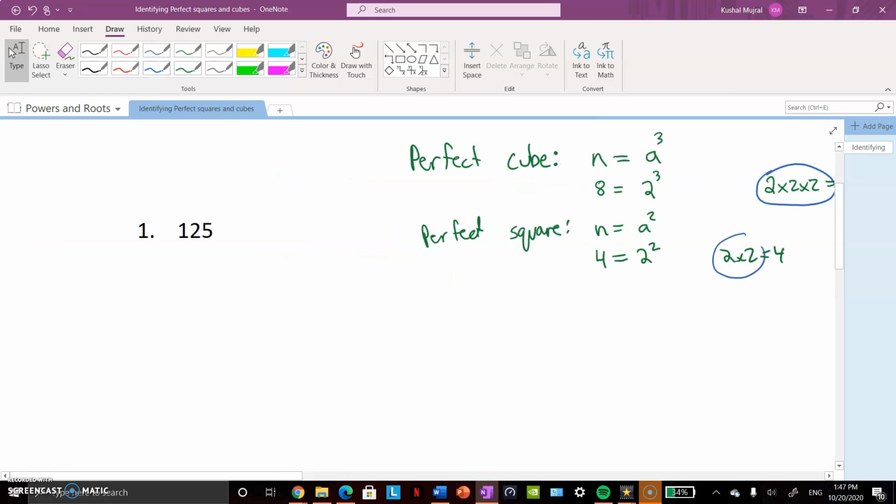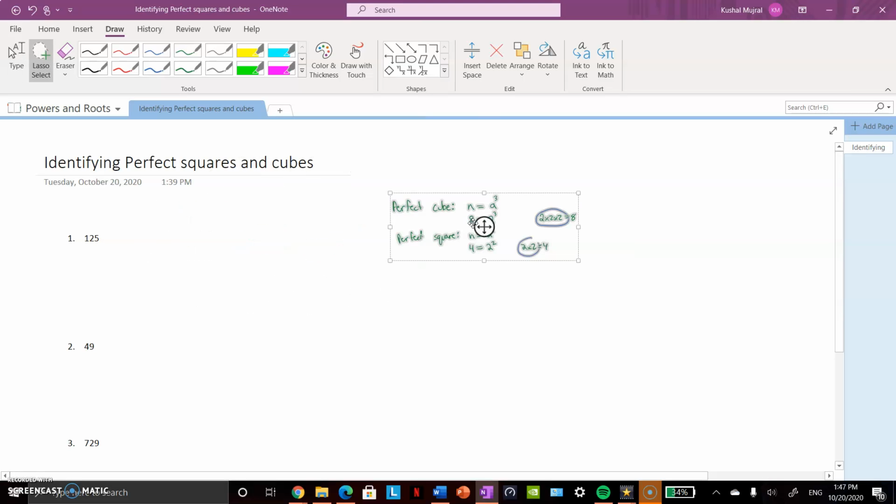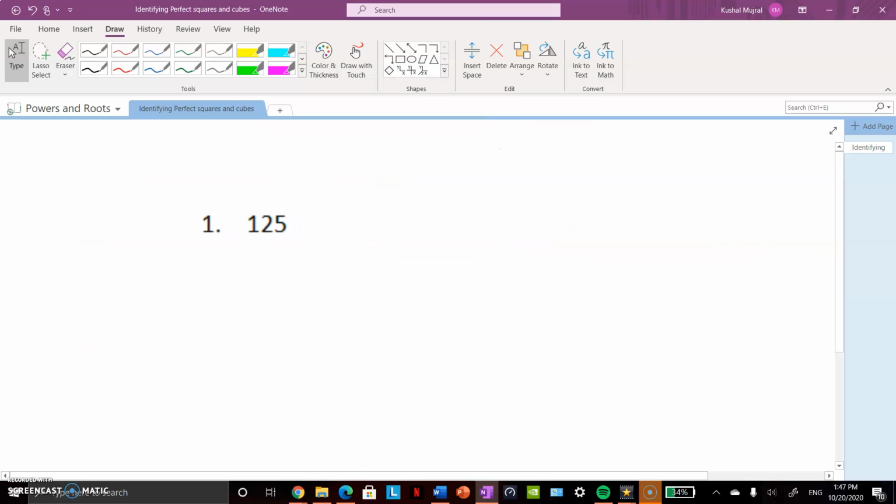Okay, let's go over here. I'm just going to move this to the side. So let's look at 125. The first thing that we're going to have to do is set up a prime factorization, because we can't assume that we know. We have to show all the work possible.